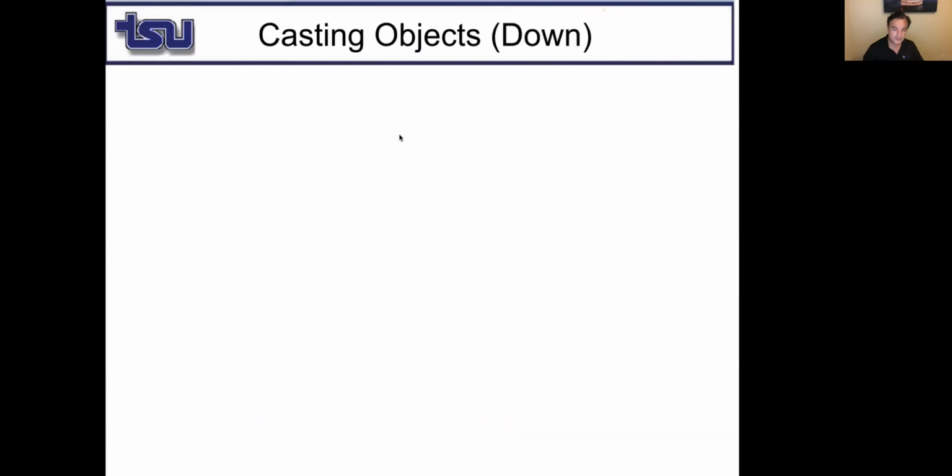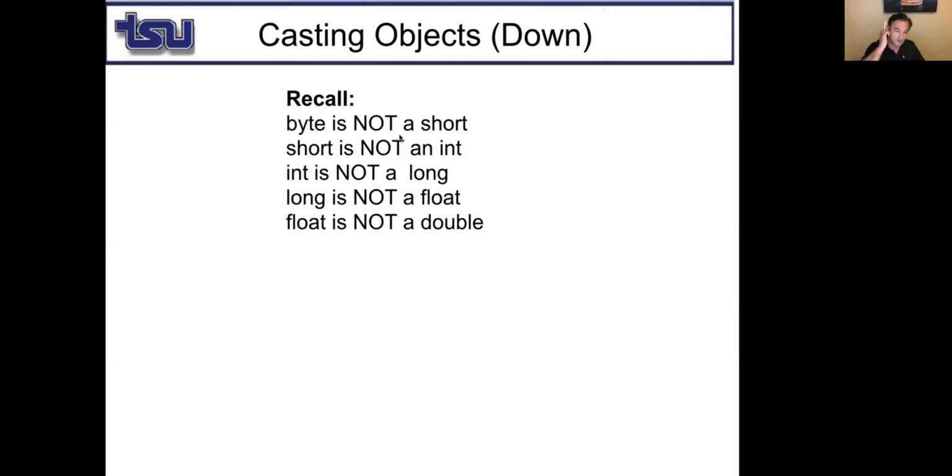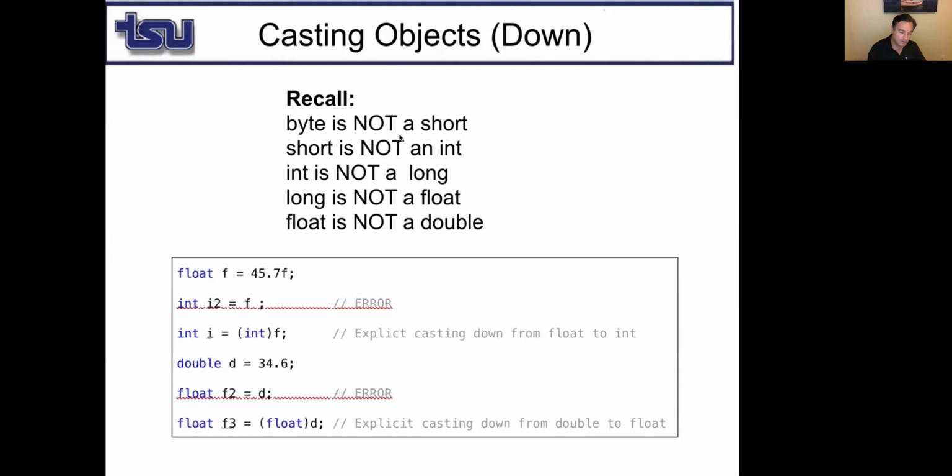Okay. But the opposite is tricky. Casting objects down. You know that byte is not a short. Short is not an int. Int is not a long. Long is not a float. Float is not a double. If you recall, for example, I have float f. This is a floating point number. If I try to assign it to an int, I get an error. In this case, Java says, sorry, you cannot do it. A float is not an int. But I can force Java to do it. If you recall, I can go and put parentheses int.